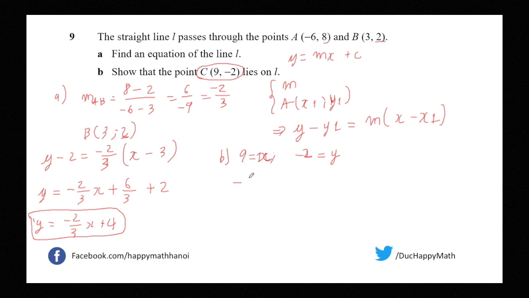Y equals minus 2, so minus 2 here, and minus 2 divided by 3 times 9 plus 4. Okay, this one we can simplify. So this one is minus 6 plus 4, which is minus 2, and this side is minus 2. Because minus 2 equals minus 2, the coordinates of the point C satisfy the equation. So the point C lies on the line L. Yeah, it's quite easy, huh?